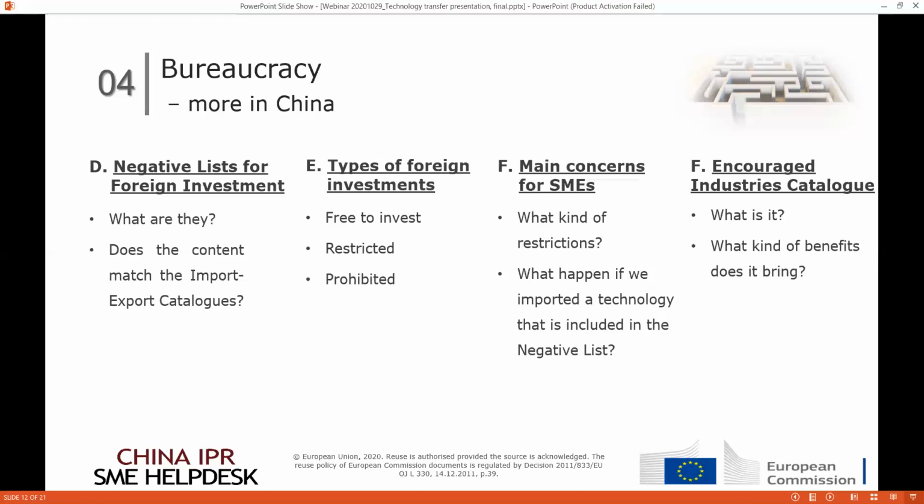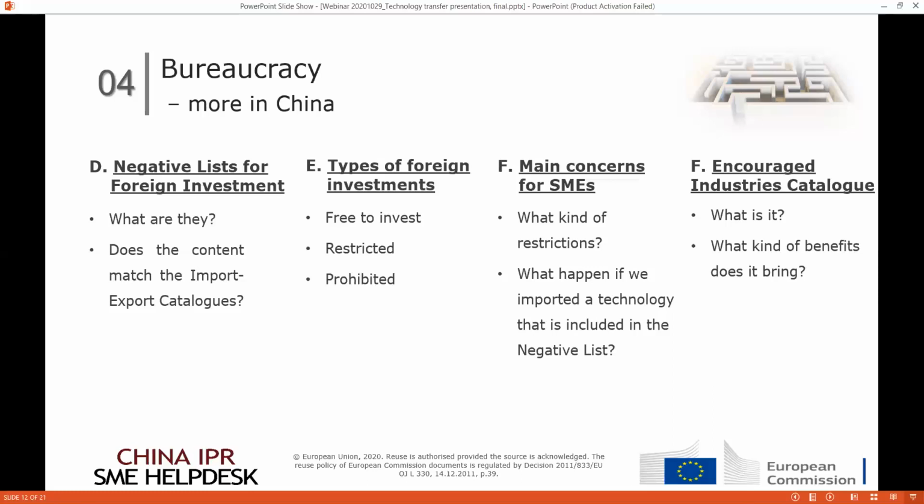What happens if we import a technology that is included in the negative list, and this is why you have to take this rule into consideration, is that your company will not be excluded as an investor, but will be requested to adapt the company type to the rule that applies in this case. Most likely, it will be a joint venture. This means that if your company is set up as a wholly foreign-owned enterprise, and this company, which is actually a Chinese company, requests the permission for importing the technology, but this technology is in the negative list for foreign investment, then you will be requested to change the company type to a joint venture and to find a Chinese party.